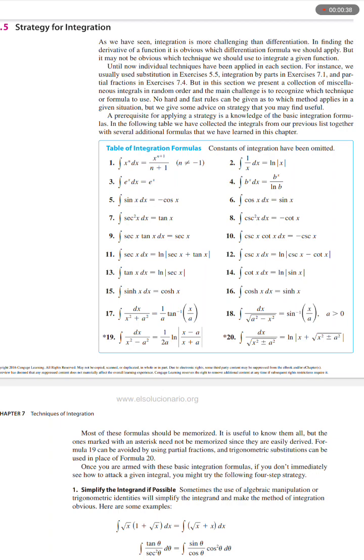Until now, individual techniques have been applied in each section. For instance, we usually used substitution in exercises 5.5, integration by parts in exercises 7.1, and partial fractions in exercises 7.4. But in this section, we present a collection of miscellaneous integrals in random order, and the main challenge is to recognize which technique or formula to use.